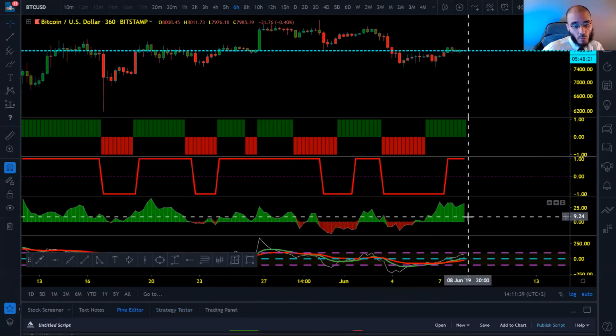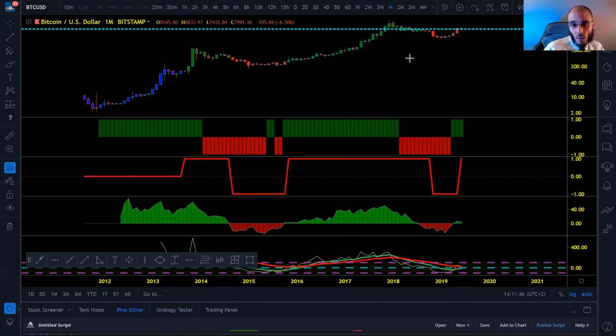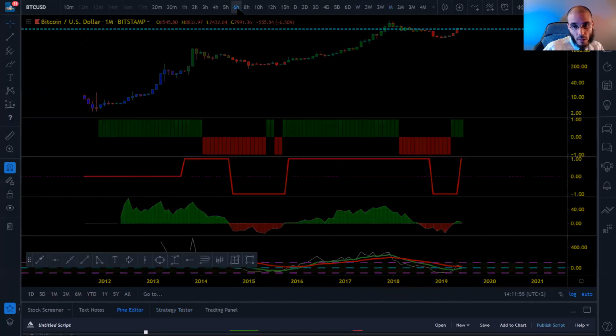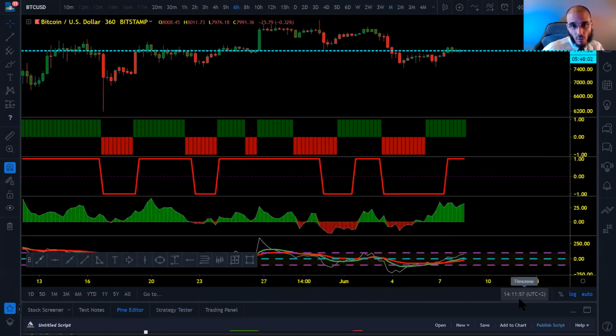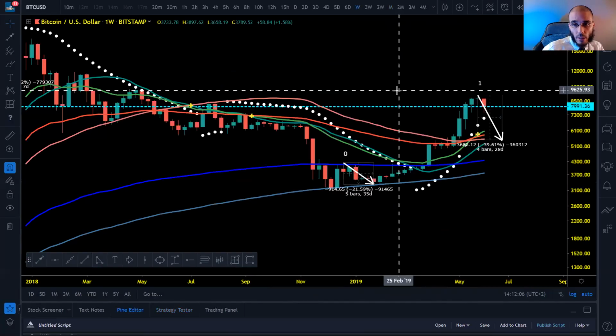Volume. I want to look at 1 week, which is positive, and 1 month is positive too. And I want to look at the commodity index. It is positive on the 6 hour, and it should be positive on the 1 week. Yes, it is. Next chart.